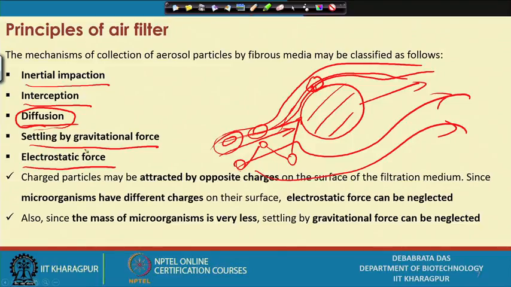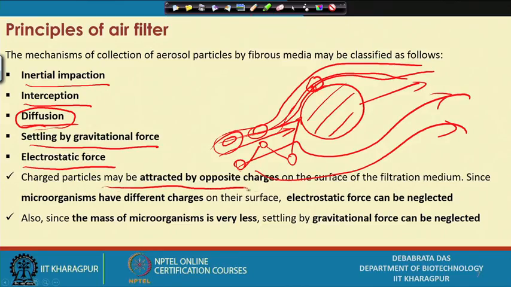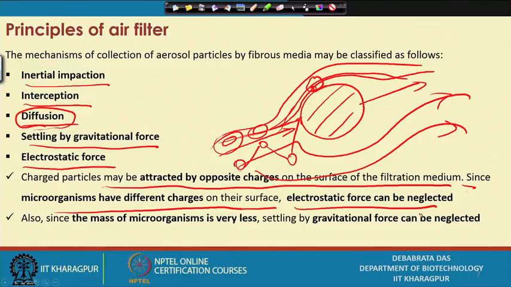Now, settling: since we target a very small amount of particles, naturally the small amount of particles settling through gravitational force may be neglected. And electrostatic force: we have seen that microorganisms of the same species, for example Bacillus subtilis, do not have uniformity of charges. Maybe 50% positive, 30% negative or 20% neutral, maybe a distribution like this is there. Charged particles may be attracted to the opposite surface of the media, and since the microorganisms have different charges on the surface, the electrostatic force can be neglected.